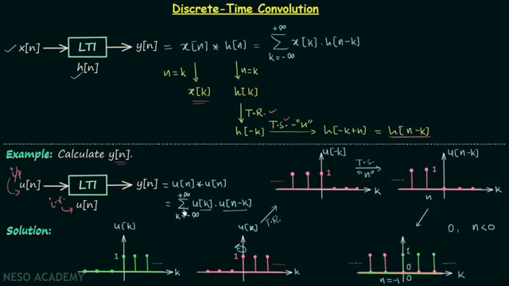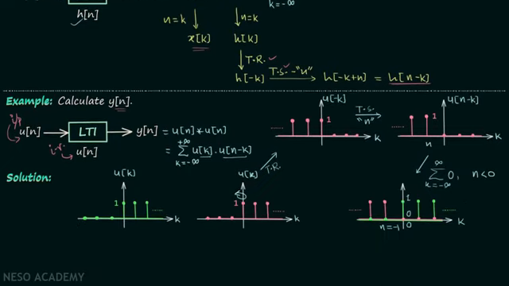And we are performing the summation from k equal to -infinity to +infinity. As we are having zeros for all the values of k, if you add zeros from -infinity to +infinity, we are going to get 0. Therefore, the output y[n] is equal to 0 when n is less than 0.